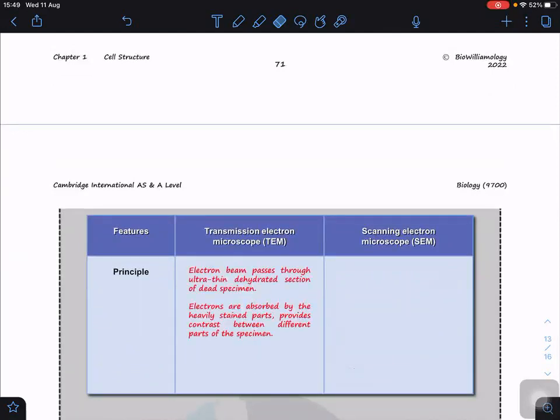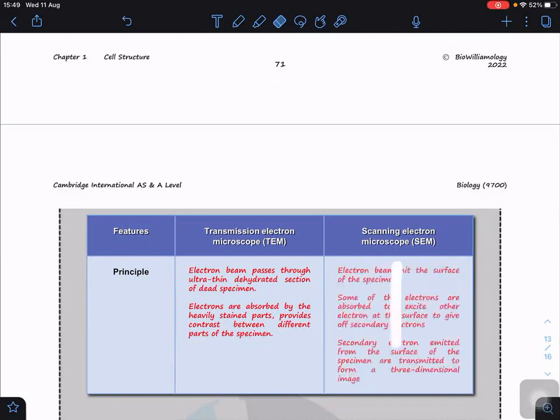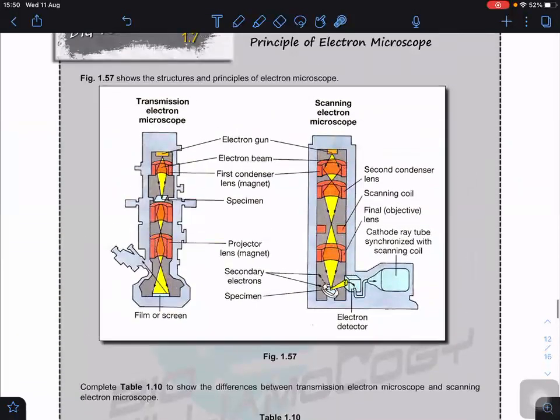Basically, the electron beam passes through the ultrathin dehydrated section of the dead specimen, and electrons are absorbed by the heavily stained parts, providing a contrast between the different parts of the specimen. But for scanning electron microscope, the electron beam hits the surface of the specimen. Some of the electrons are absorbed and excite other electrons at the surface to give off the secondary electrons. This electron signal is used to form a three-dimensional image. One thing you need to know here is that operating the transmission electron microscope is not easy. You need expertise to do it. Can you see that?